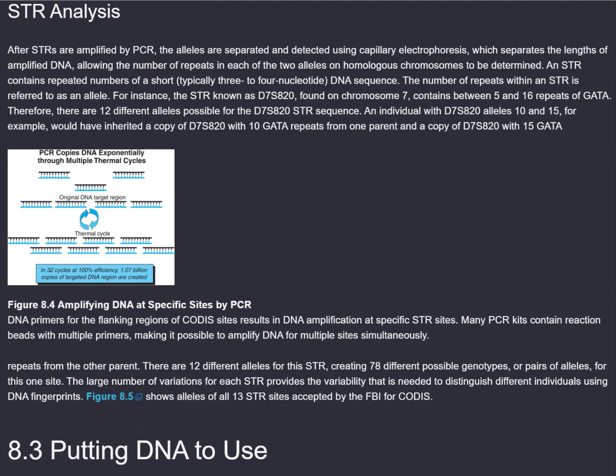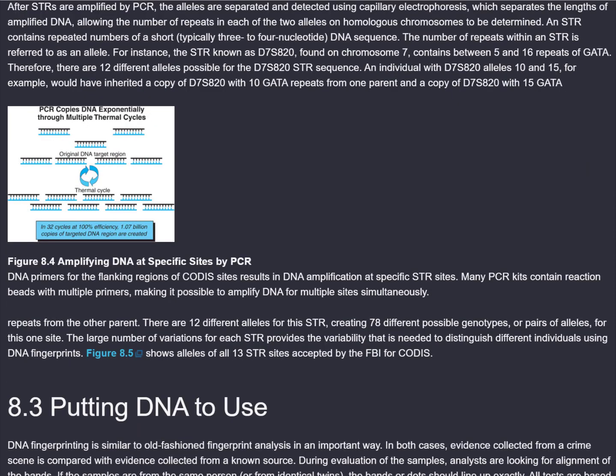STR analysis. After STRs are amplified by PCR, the alleles are separated and detected using capillary electrophoresis, which separates the lengths of amplified DNA, allowing the number of repeats in each of the 2 alleles on homologous chromosomes to be determined. An STR contains repeated numbers of a short, typically 3 to 4 nucleotide, DNA sequence. The number of repeats within an STR is referred to as an allele.